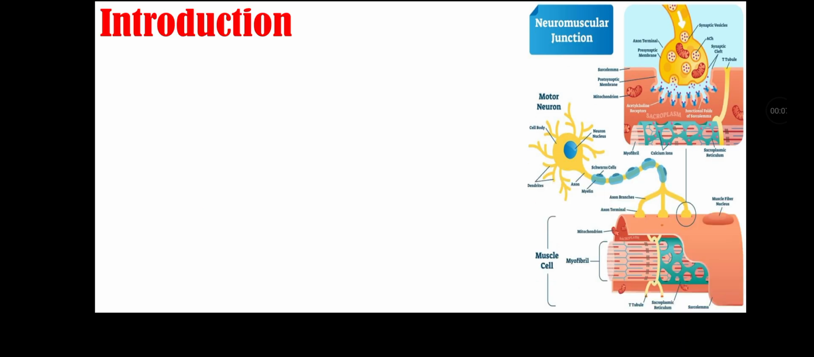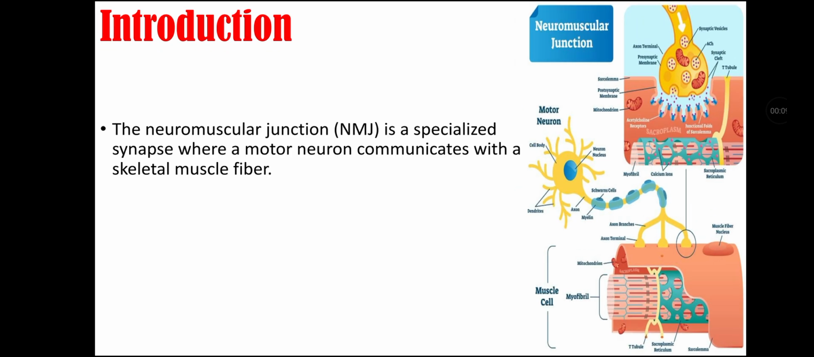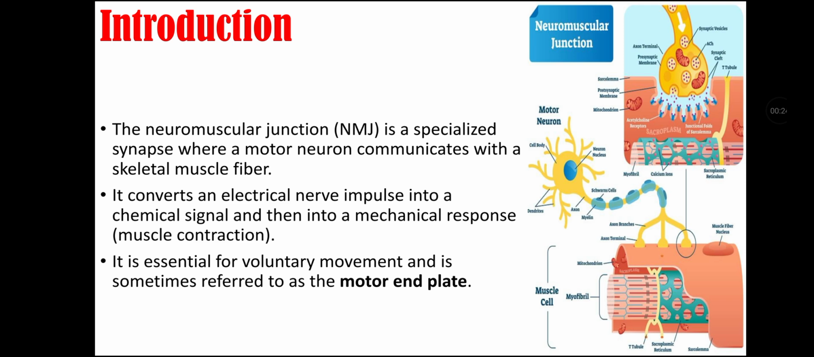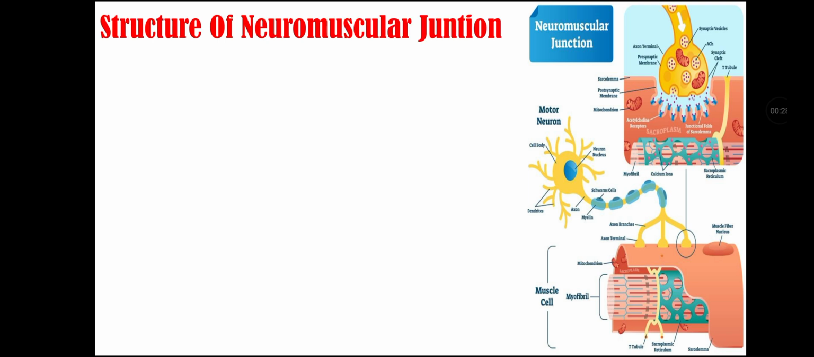So let's start the topic with the introduction. Neuromuscular junction is a specialized synapse where a motor neuron communicates with a skeletal muscle fiber. It converts an electrical nerve impulse into a chemical signal and then into a mechanical response, that is muscle contraction. It is essential for voluntary movement and is sometimes referred to as a motor end plate.